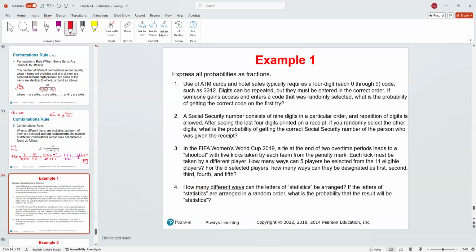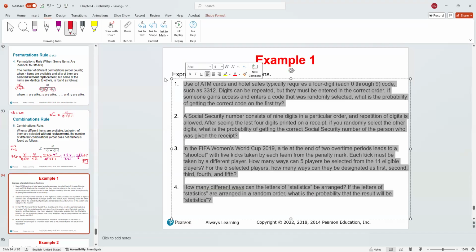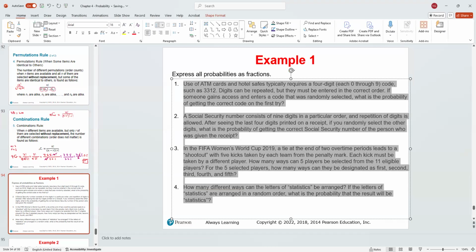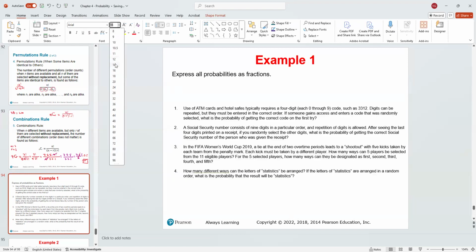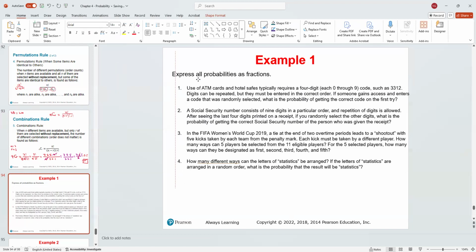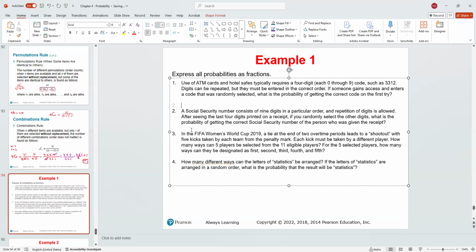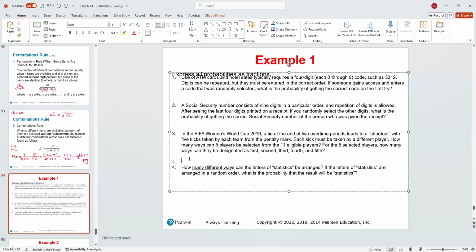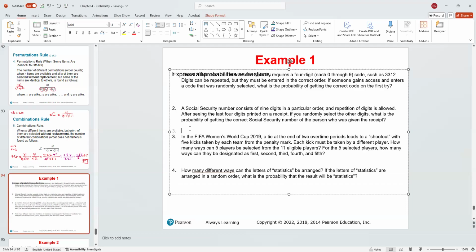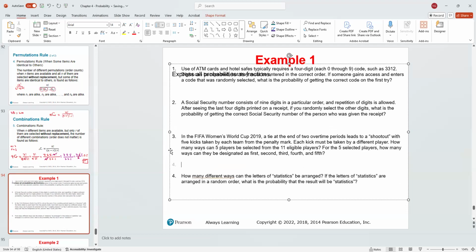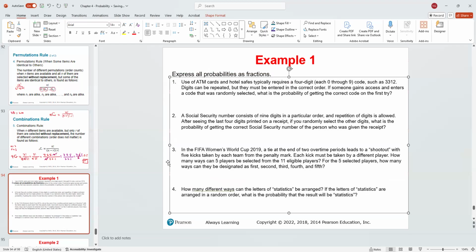Okay, so the first examples we're planning on doing here, I'm going to try to reduce the font. Let me put it at 14, so we have enough space. Okay, I feel like I have enough space for each of them.